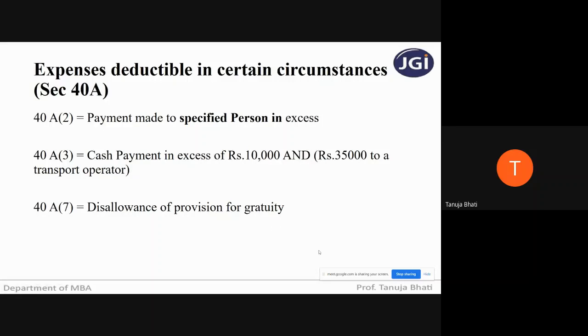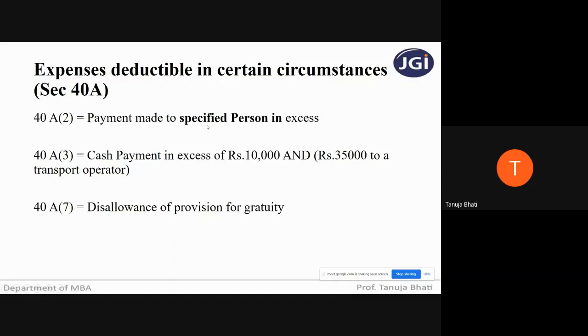But this disallowance will not be attracted if, suppose he is making a provision for gratuity and is paying it in the same year, during the year, then this disallowance will not be applicable. But if he is just keeping a provision for gratuity for which he is not making the payment, then the provision for payment of gratuity to employees will be disallowed in the books of the employer. So these are the three situations where expenses are deductible only in certain circumstances. First case, payment in excess you're making to a specified person.